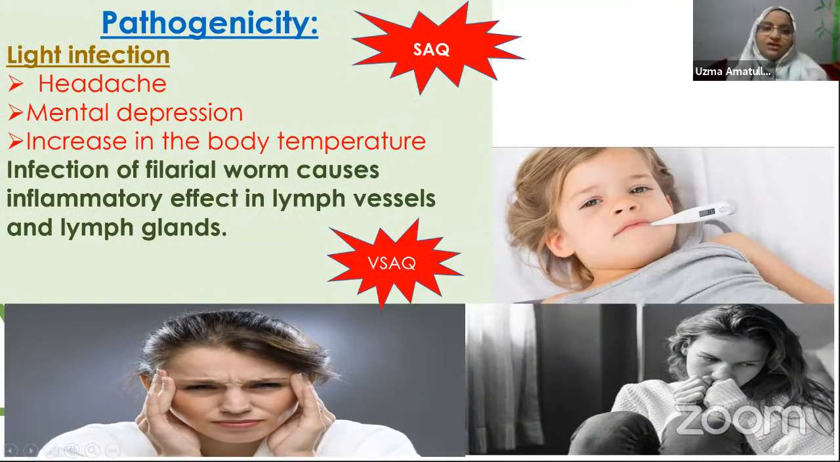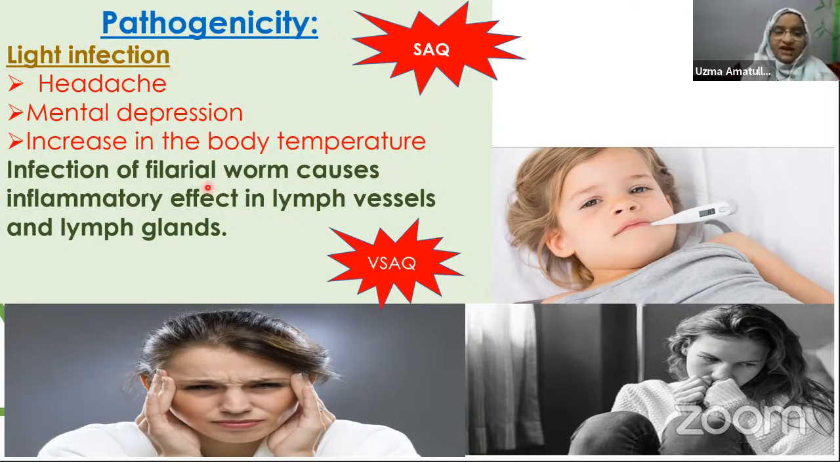Now here, pathogenicity. What is pathogenicity? The disease-causing capacity, how it causes disease, is called pathogenicity. Now, this is important for your short answers. It carries 4 marks. Now here, light infection. Whenever a person is suffering with light infection, means only a few worms are there, then what happens? They will have headache, mental depression, means these people don't like sitting with other friends and all. They keep themselves separate. Mental depression. And then increase in the blood temperature. So these are the 3 symptoms if the infection is light, means only a few worms are infecting.